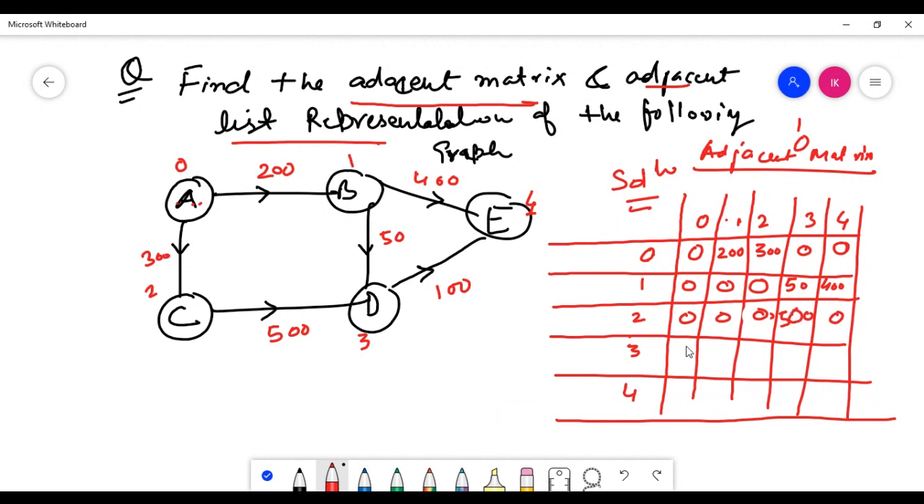3 to 0, 0. 3 to 1, 0. 3 to 2, 0. 3 to 3, 0. 3 to 4, 0. Then the path is A to C with 300. Next, 4 to 0, none, 0. 4 to 1, none. 4 to 3, none. From 4 we cannot go anywhere. So all are 0. This is the answer.